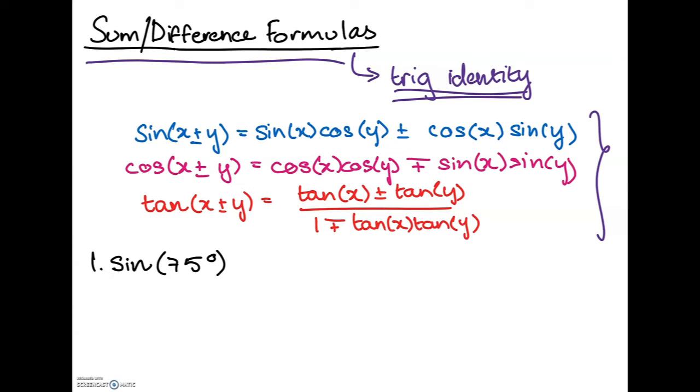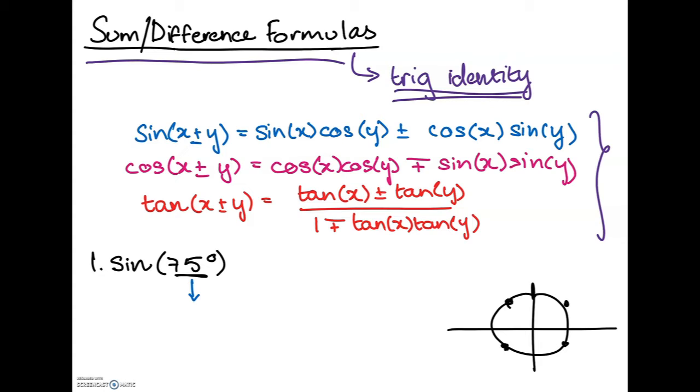Now, sine of 75 degrees, if you refer back to the unit circle, there really isn't a point on your unit circle where you can find sine of 75 degrees, just because it's not a multiple of 30 or 45 or even 60. So we're going to need to use the sum or difference formula for this. We want to split 75 into two numbers that are being added or subtracted. So let's use two numbers that we can find on our unit circle.